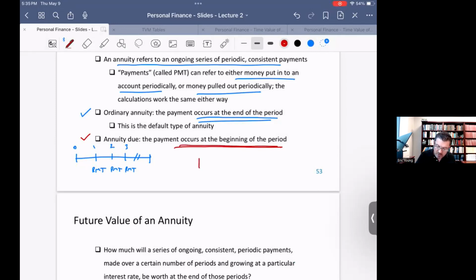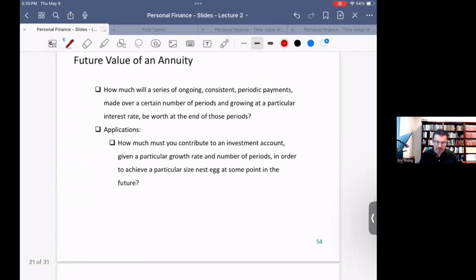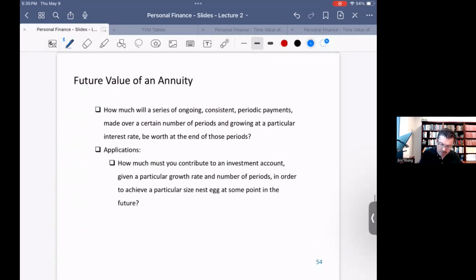So an annuity due would look like this: 0, 1, 2, 3, etc. You're going to have PMT like that. Okay, it's just the timing of the first payment. But since the default is ordinary annuity, that's what we're going to stick with. Okay, so let's now move on to our third type of calculation.